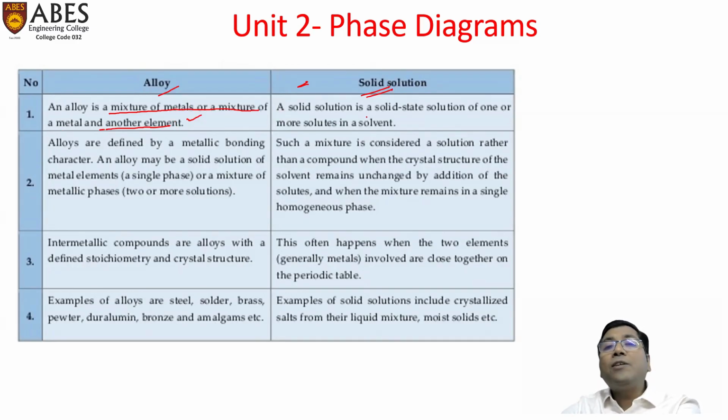Similarly, a solid solution is a solid state solution of one or more solutes in a solvent. The solute atoms, one or more than one, sit inside a solvent, either substitutional or interstitial. Alloys are defined by a metallic bonding character. The bonds are metallic. An alloy may be a solid solution of metal elements, single phase, or a mixture of metallic phases, two or more solutions.